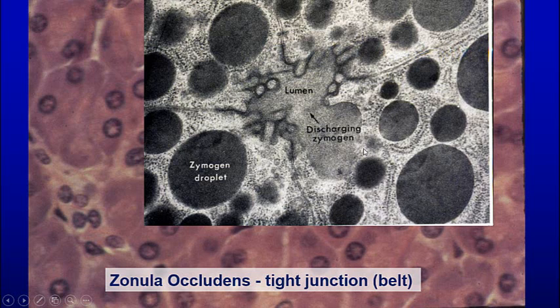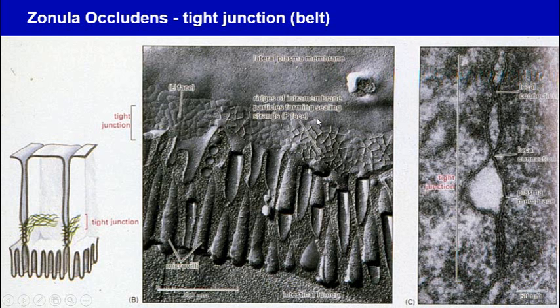And here we can see the tight junction of pancreatic acinar cells, and lo and behold, here comes what would be the terminal bars: zonula occludens, zonula adherens, macula adherens. They're the same ones that make a lumen. That's how epithelial cells make a lumen.